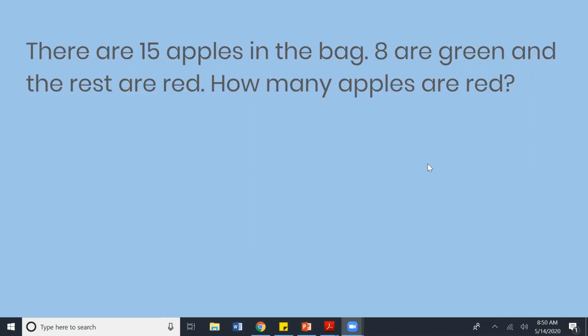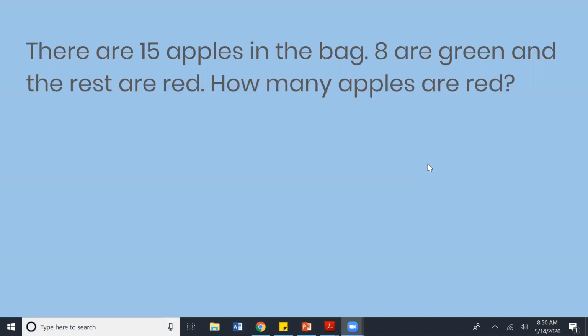So let's read this story to try to figure out what kind of problem we have. There are 15 apples in the bag. 8 are green and the rest are red. How many apples are red?